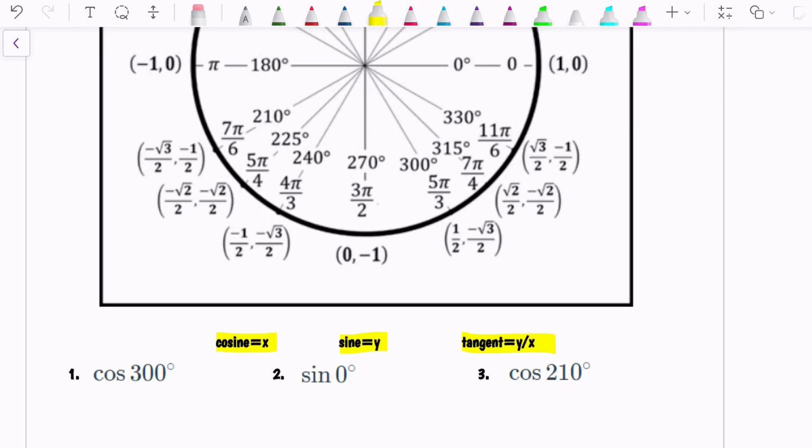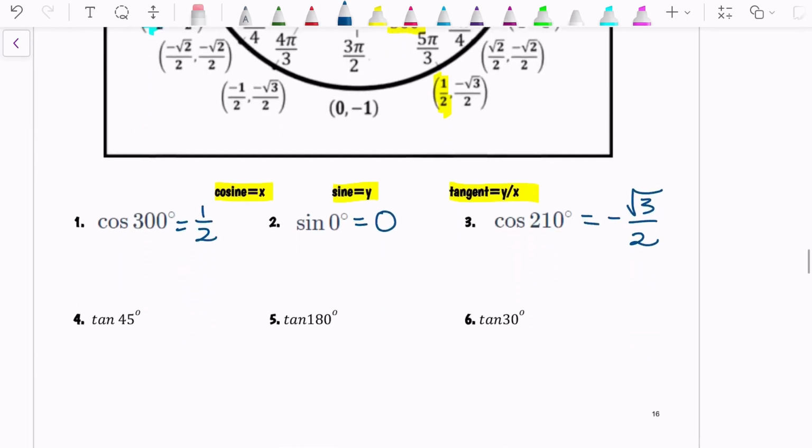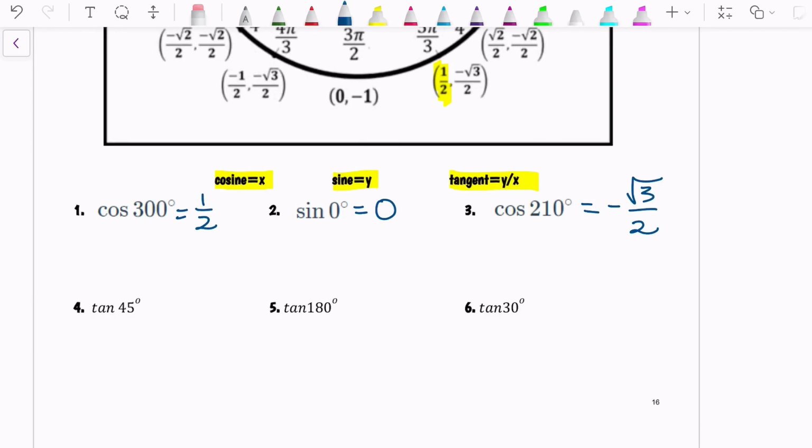If I wanted the cosine of 300 degrees, I find 300 degrees on the circle, and then I look at the ordered pair and I would want the x value, so the answer would just simply be 1/2. The sine of 0 would be the y value at 0 degrees, so I'm going to go to 0 degrees, look for the y value, it is 0. All right, the cosine of 210, I'm going to find 210 degrees, and I want the x value. And so the x value there is -√3/2.